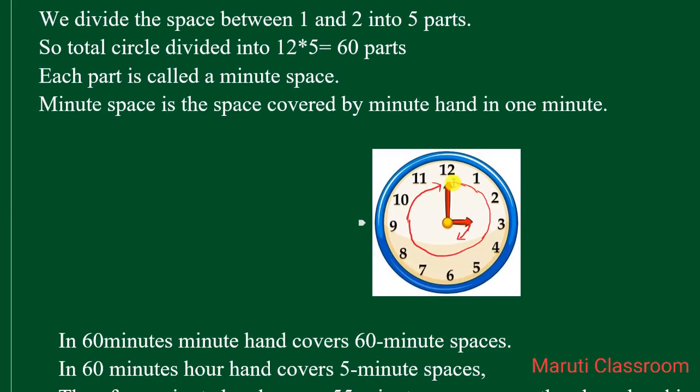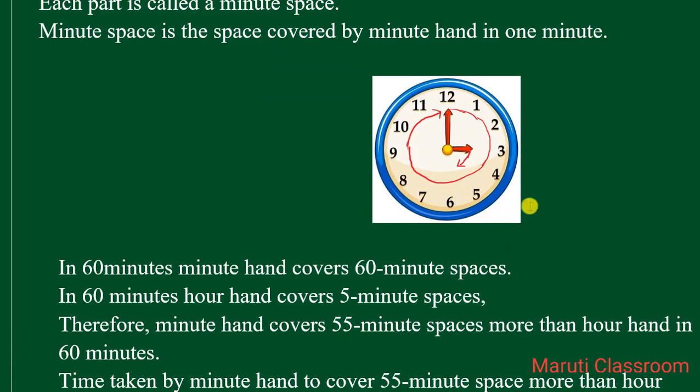In 60 minutes, minute hand covers complete circle. So circle is actually already divided into 60 minute spaces, means minute hand covers 60 minute spaces in 60 minutes, whereas our hand comes to 4 from 3 in 1 hour. So space between 3 and 4 is divided into 5 minute spaces, means our hand covers 5 minute spaces in 1 hour, whereas minute hand covers 60 minute spaces in 1 hour. Tell me how many minute spaces minute hand covers more than our hand in 60 minutes. Minute hand covers 60, our hand covers 5, so minute hand covers 55 minute spaces more than our hand.